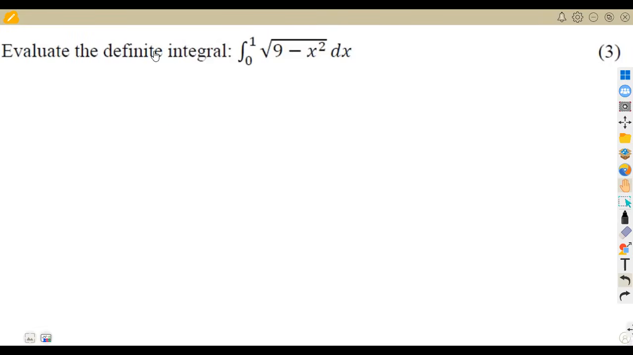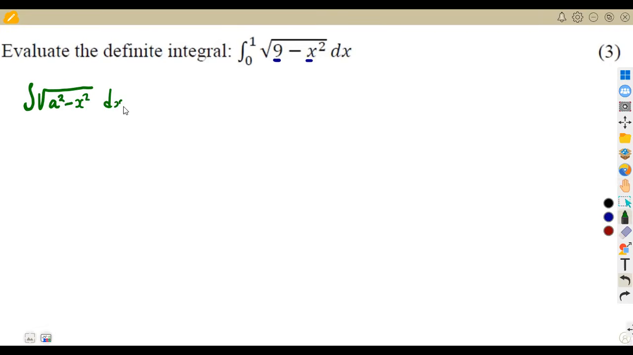We are given to evaluate the definite integral. So if we check here, we've got the square root of 9 squared minus x squared. Which integration are we going to apply in this case? If we check from our formula sheet, we are given the integral of the square root of a squared minus x squared.